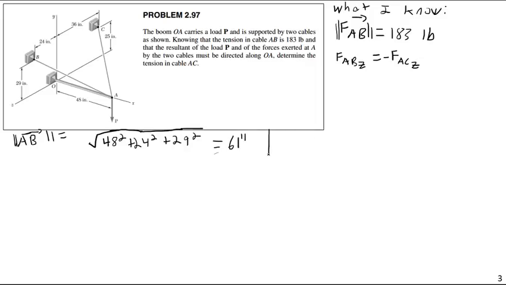And then I will also need the length of AC. So the magnitude of AC is going to be equal to the square root of, this is just the Pythagorean again, 25 squared plus 36 squared plus 48 squared. And that comes to exactly 65 inches.